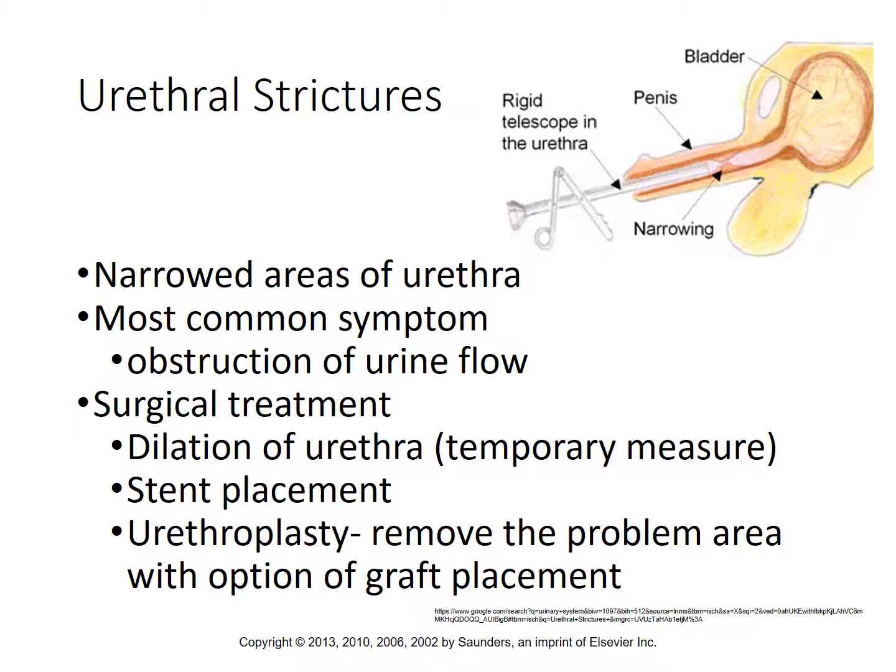A urethral stricture is a narrowing of the urethra. Go ahead and look at the picture. Where does narrowing occur? The most common symptom is obstruction of urine flow. So with that narrowing, the urine just doesn't flow, hence the stricture. Surgical treatment includes dilation of the urethra, placing a stent, or performing a urethroplasty, which removes the problem area with an option of graft placement.